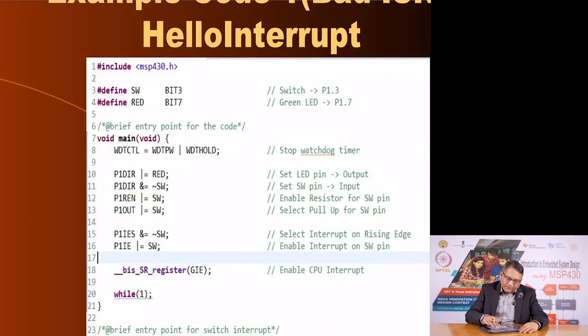So, as you know, on the lunchbox there is a switch connected to bit 3, that is P1.3. You also know that this switch is connected in the pull up mode, meaning there is a resistor and a switch like this. The switch is grounded on the other side. This side of the pull up resistor is connected to VCC, and this junction here is connected to P1.3. That is the meaning of pull up resistor.